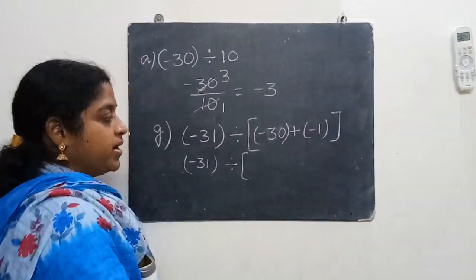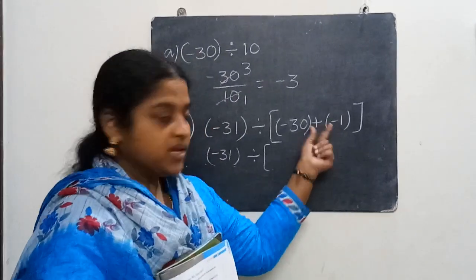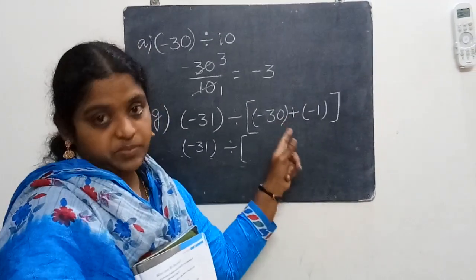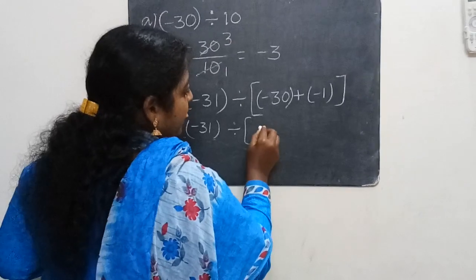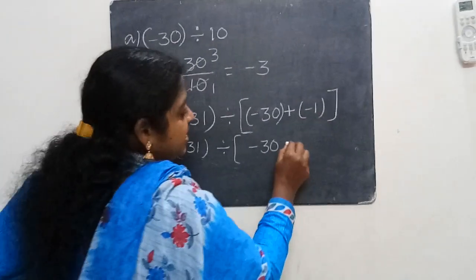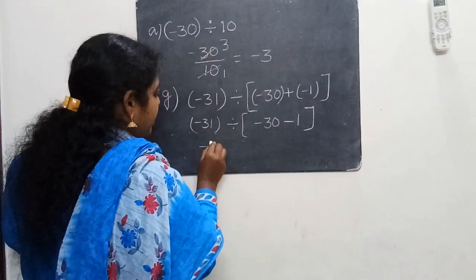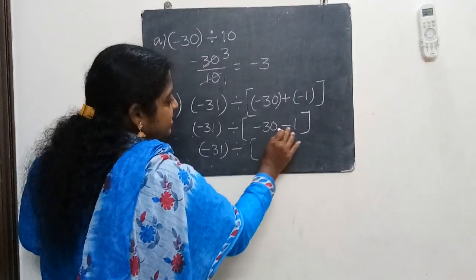I taught you already in addition and multiplication what to do. Here the symbols are multiplying. Inside the bracket one symbol is there and outside the bracket another symbol is there. So you have to multiply the symbols. Plus into minus, so it is minus 30. Plus into minus, it is minus 1. In the next step, minus 31 divided by minus 30 minus 1.